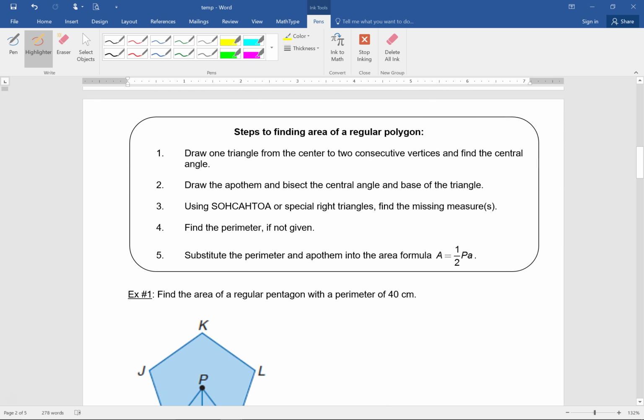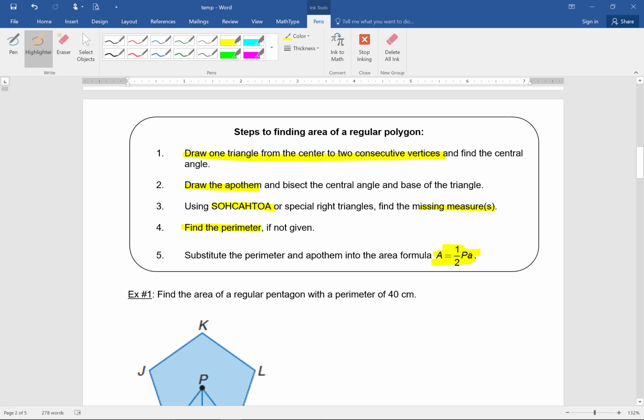So how do we find the area of a regular polygon? You have to draw one triangle from the center to 2 consecutive vertices. So you don't have to draw all 7 or all 5 of those. Just draw one triangle. Draw the apothem. Sometimes we have to use SOHCAHTOA to find the missing measures. We love doing that though. We have to find the perimeter if it's not given, and we eventually find the area.